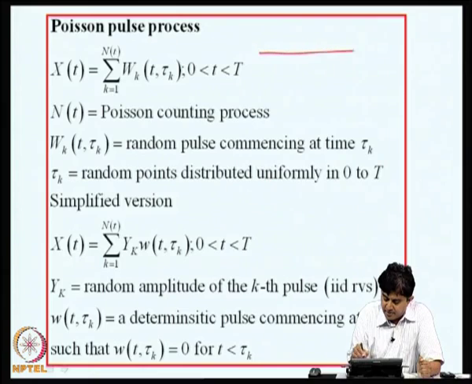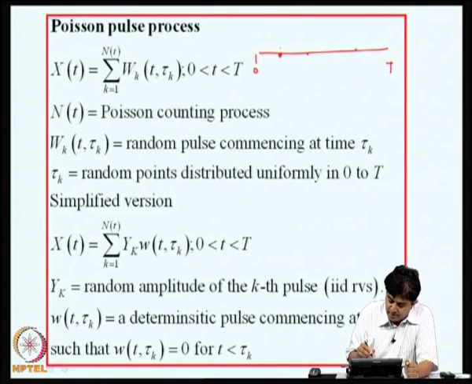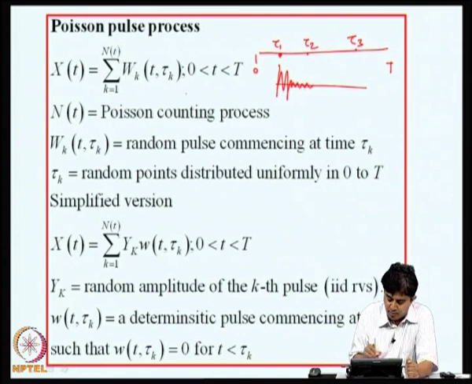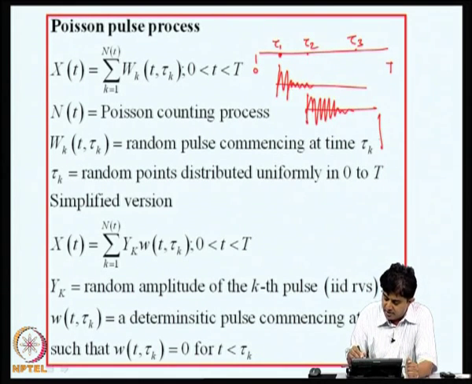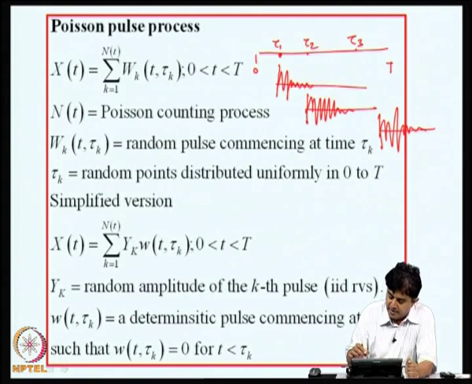That means we have a time axis, say 0 to capital T, and suppose there are some randomly placed points. We assume that the process X(t) is a consequence of pulses that arrive at, say, this is tau 1, this is tau 2, this is tau 3. The pulse arrived at tau 1 is, this is my W1. The pulse arriving at tau 2 is another random pulse, and at tau 3 is another pulse. So, at any time t, the X(t) that we see will be the sum of the effects due to the various pulses that have arrived up to this point.